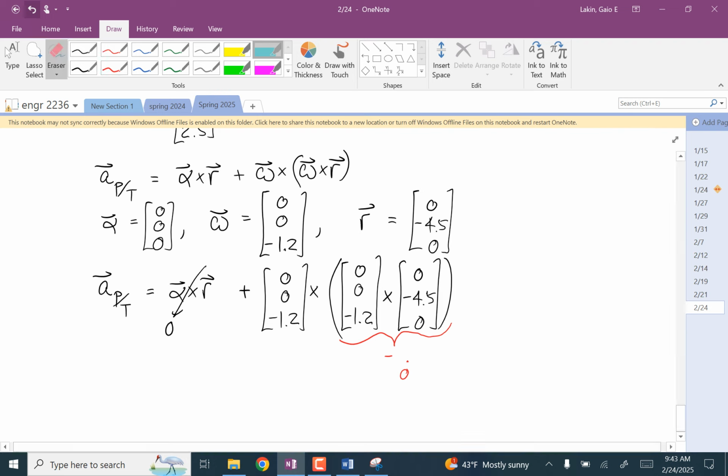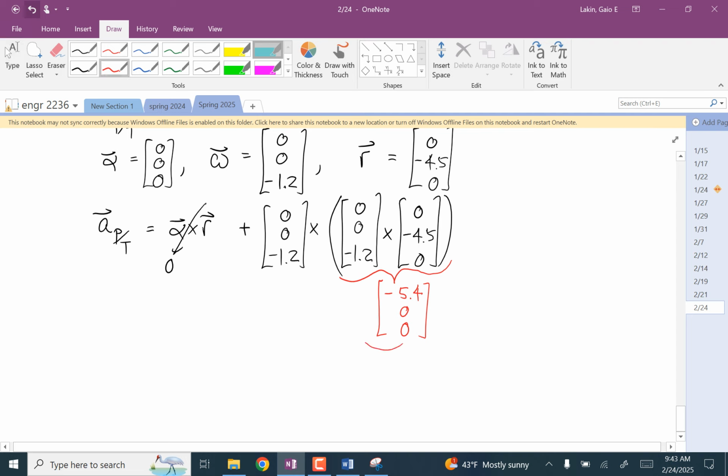Negative 5.4, 0, 0. And then these give us, in the y direction, a positive value of 6.48. And so this is negative 5.4, 0, 6.48.